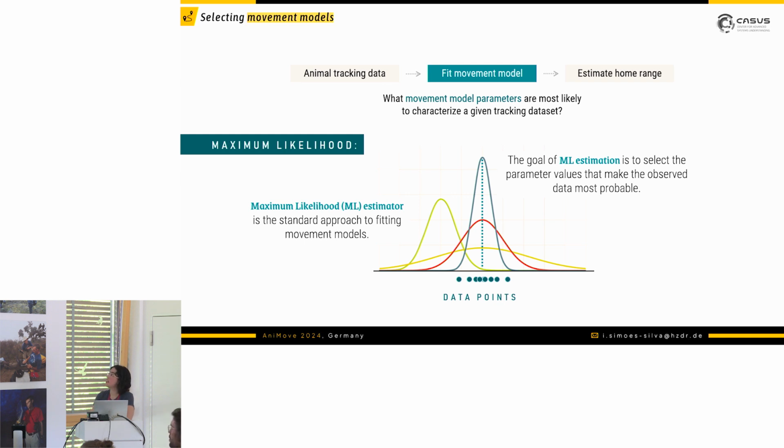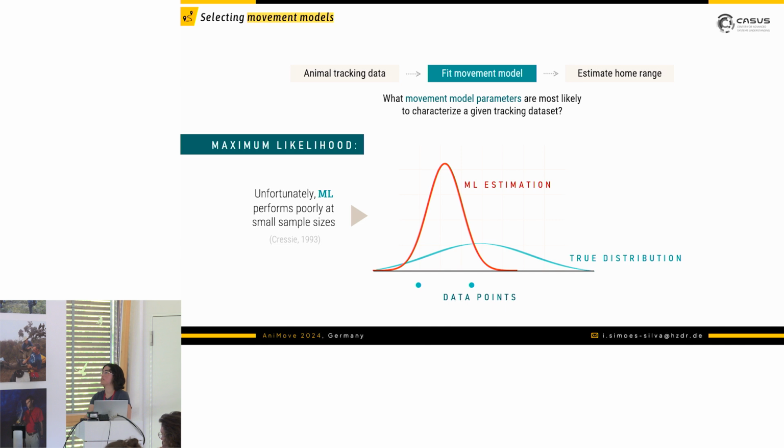So when we're fitting the movement models, in the background, CTMM is essentially trying to figure out the best way to get the parameters that best characterize my given tracking data set. And this is where maximum likelihood comes into play, and the different estimators that can be used. This was already talked about a little bit, but essentially with maximum likelihood, we're trying to select the parameters that make the observed data most probable.